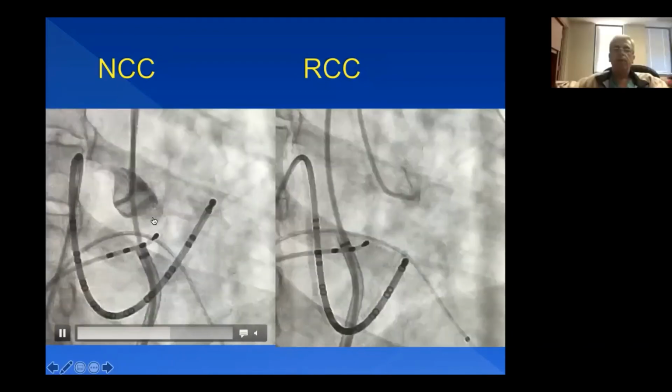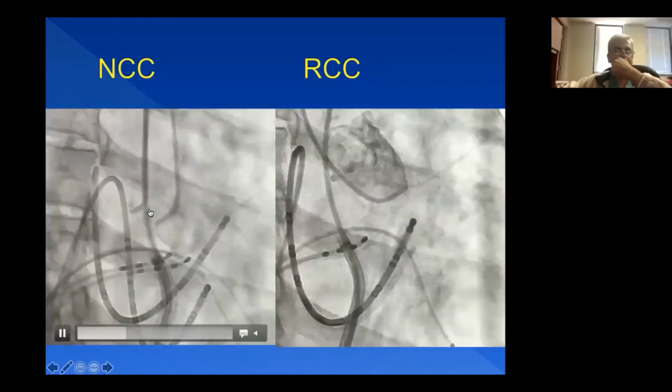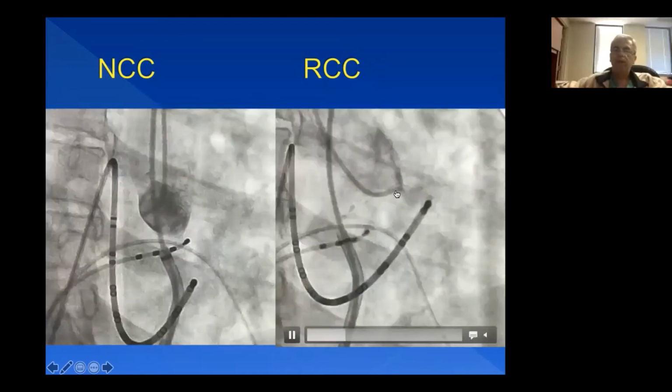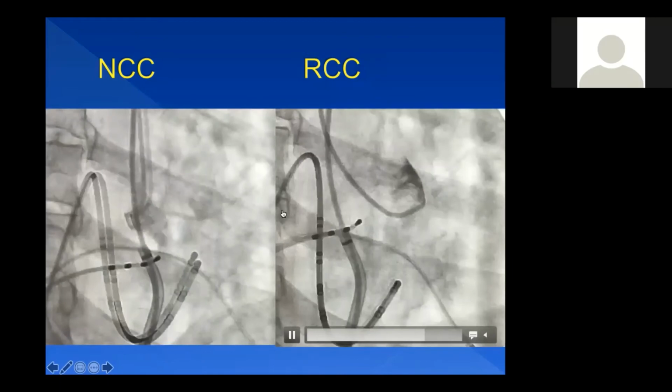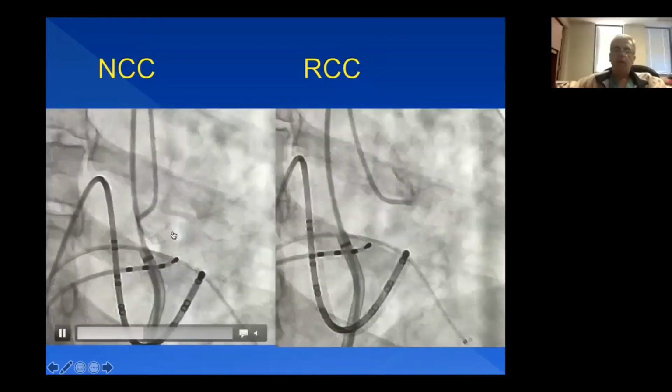So this is the non-coronary cusp in the back. This is an RAO projection. Anterior to it is the right coronary cusp, and on the other side, the left coronary cusp. So you have three cusps. And we ablate in all three.